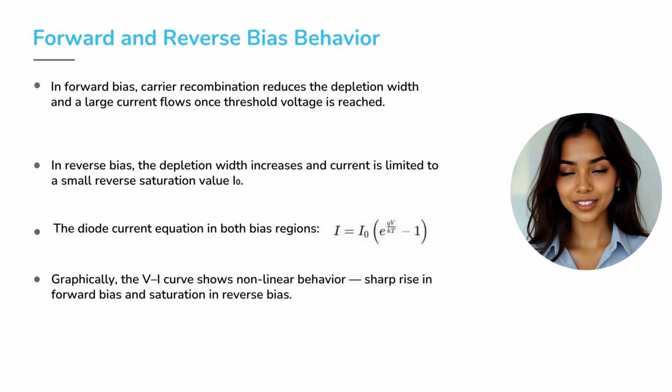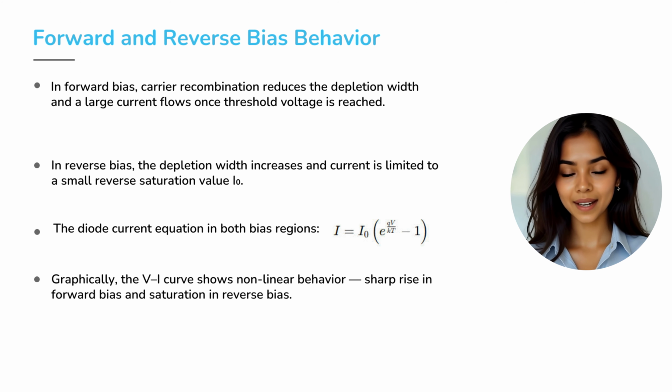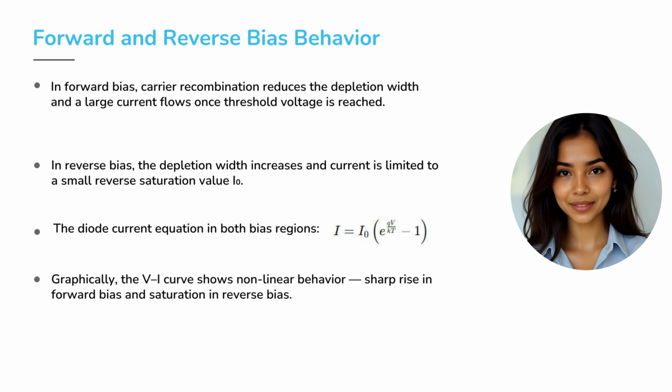In reverse bias, we hit the brakes. The external voltage increases the barrier, widening the depletion zone. Majority carriers are blocked, and only a tiny trickle of current flows, known as the reverse saturation current, symbolized as I naught. Here's our cornerstone equation again. I equals I naught times open bracket e raised to the power qV divided by kT minus 1 close bracket.